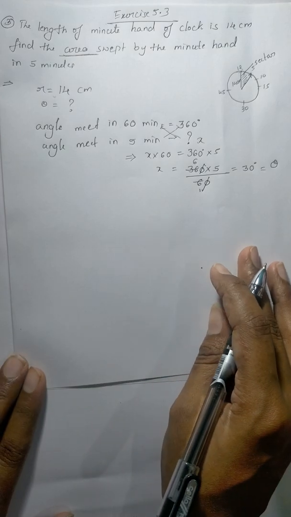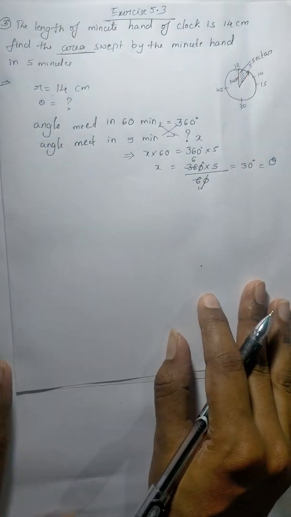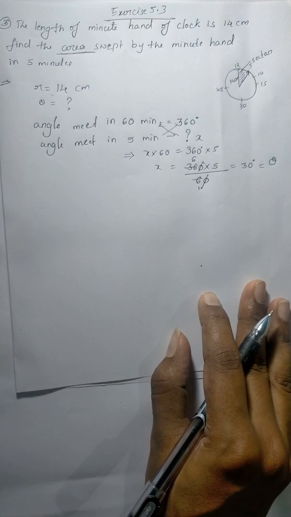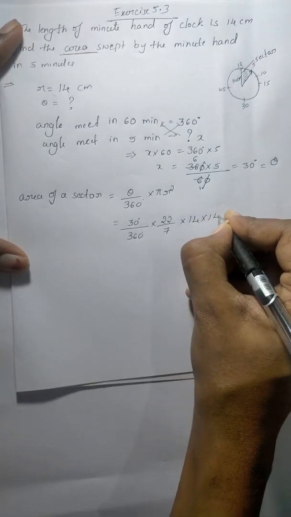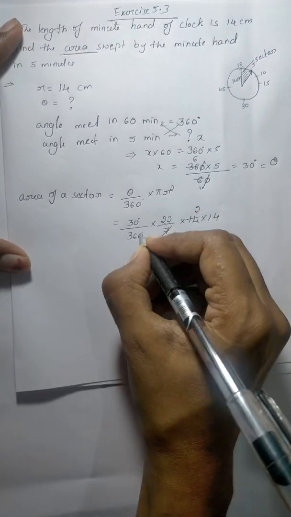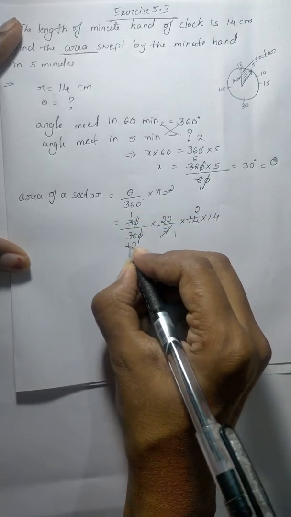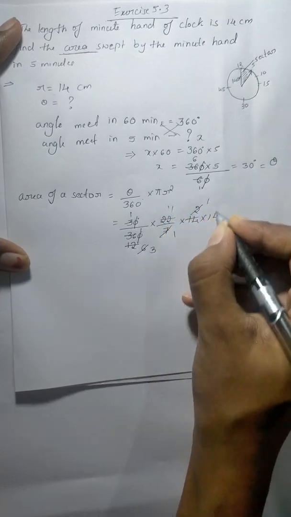Now you know the theta, you know the radius. Using the area of the sector, calculate. Write the formula and substitute. Try to calculate and get the answer. So by using the formula, the radius we know is 14, so 14 into 14. Then 7 twos are 14, zeros get cancelled. 3 ones are 3, 3 twos are 6, 12. 2 elevens, 2 threes, 2 ones.